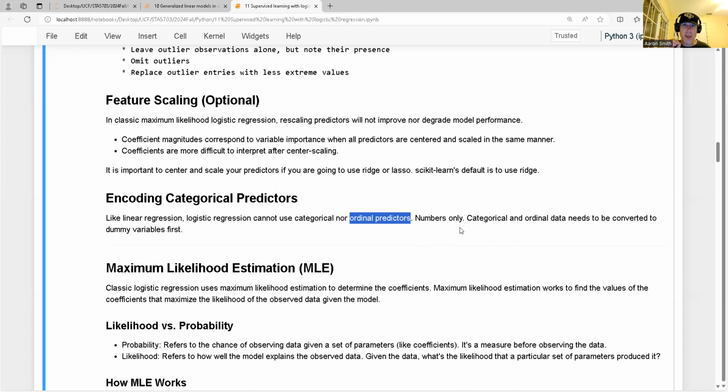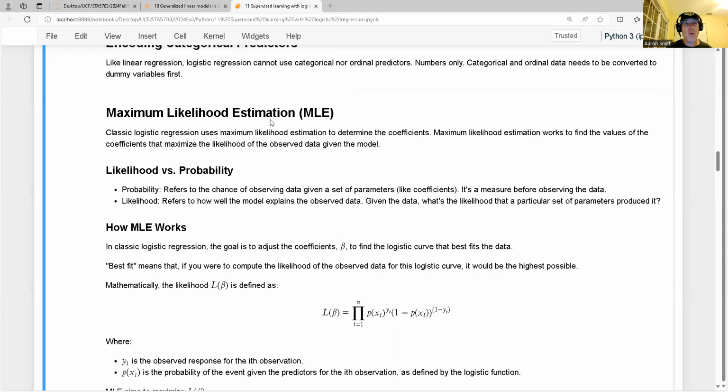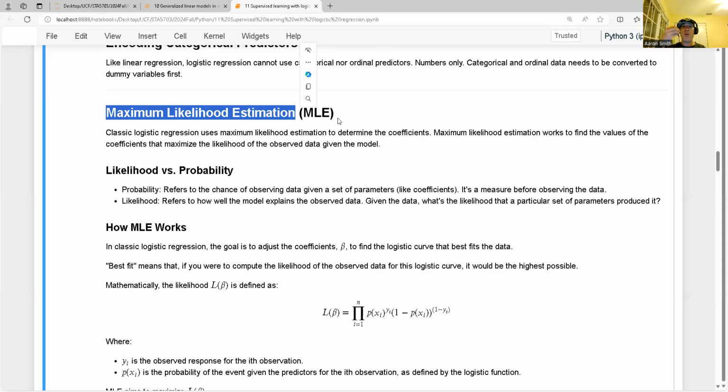So in scikit-learn, every single model has to have only numeric predictor variables. And so I'll have to do dummy variable encoding. Now, when we're fitting the model, the classic way to fit the model is to use maximum likelihood estimation. All right, so what this does is that this takes the observed data, the independent variable values and the dependent variable values, and figures out the coefficients and intercept that will give the maximum probability under the hypothesized probability distribution.